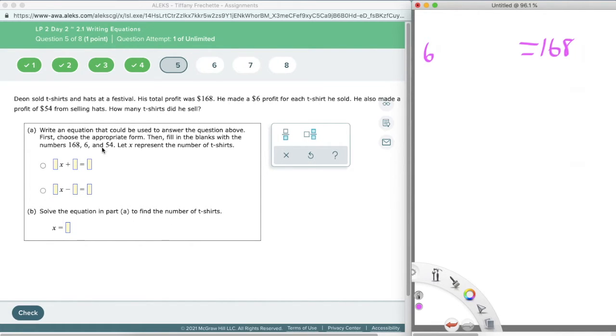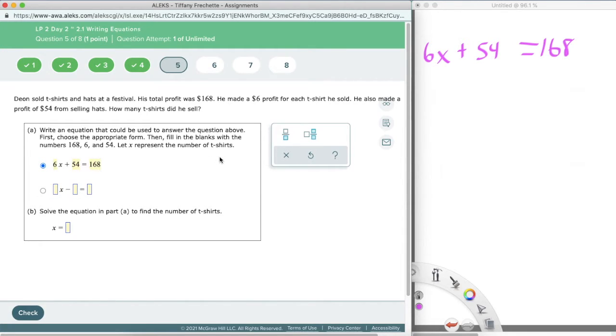First, choose the appropriate form, then fill in the blanks with the numbers 168, 6, and 54. Let X represent the number of t-shirts. So it's $6 for each t-shirt. There we go, 6X. He also made a profit of $54 on hats. They're not doing "each" there, they're just saying that's another $54 that he made. So here is our equation, kind of breaking that down. I wrote it in pieces there, but that tells me I'm going to write in this first one here: 6, 54, and 168.